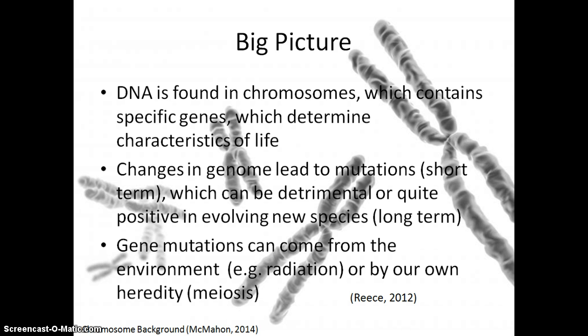So DNA is found in chromosomes, which are condensed chromatin found in the nucleus, and each contains specific genes which determine characteristics of life. Changes in the genome lead to mutations, which are short-term and can be detrimental or quite positive in evolving species over time, which is long-term. Gene mutations can come from the environment through radiation or other means, such as heredity, which is our own process of reproducing organisms through meiosis.